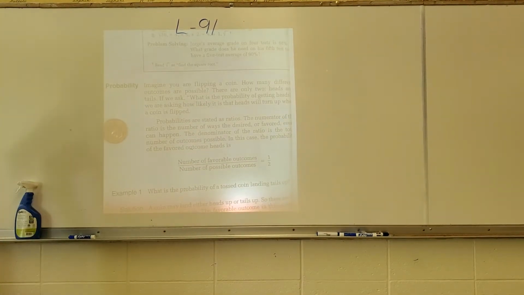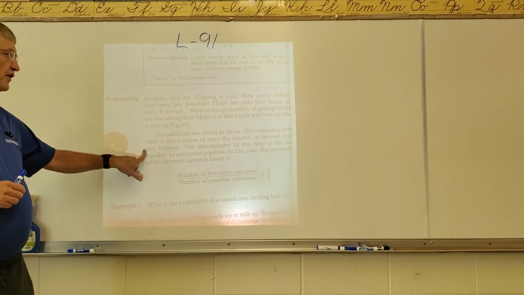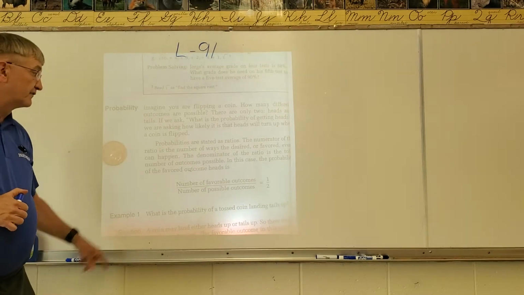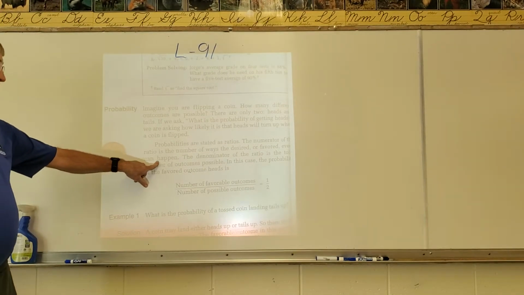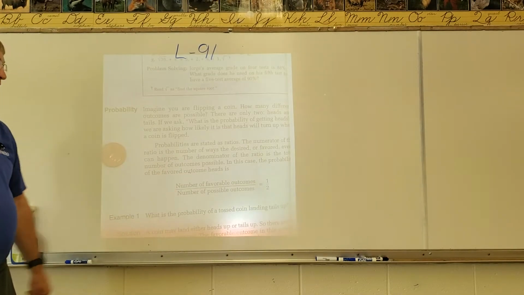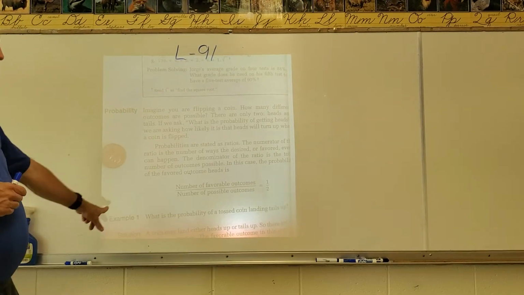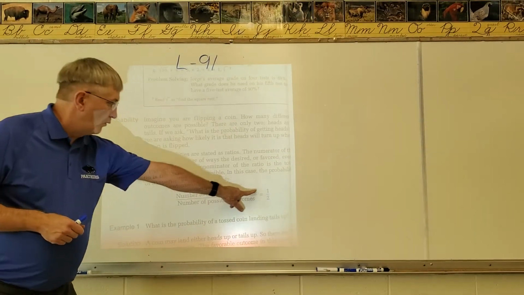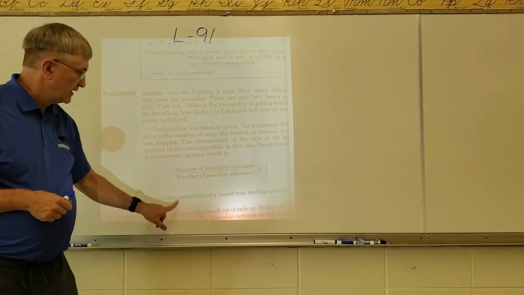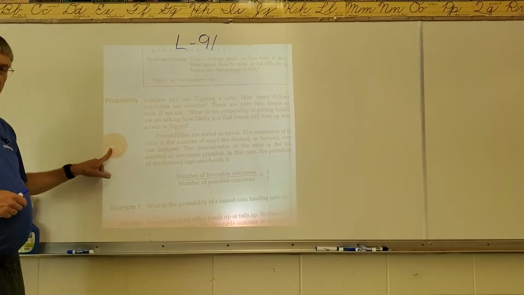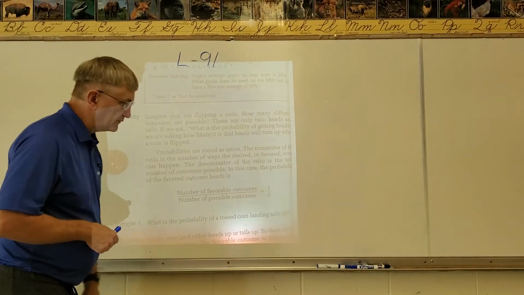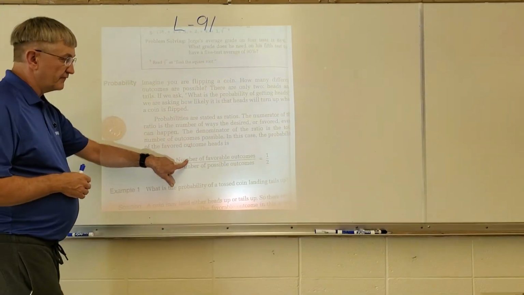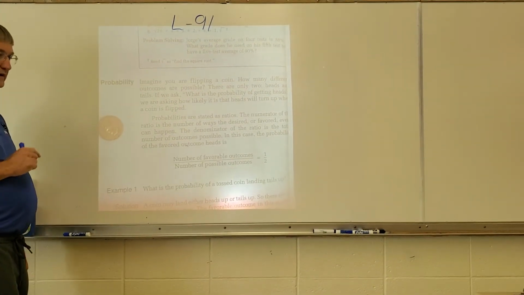So anyway, let's continue. The numerator of the ratio is the number of ways the desired or favored event can happen. The denominator of the ratio is the total number of possible outcomes. In this case, the probability of the favored outcome of heads is 1 out of 2: number of favored outcomes over number of possibilities. A two-sided coin is where the denominator comes from, the most possibilities that can happen. For the number of favored outcomes, we're looking for how many heads can happen, 1 time.